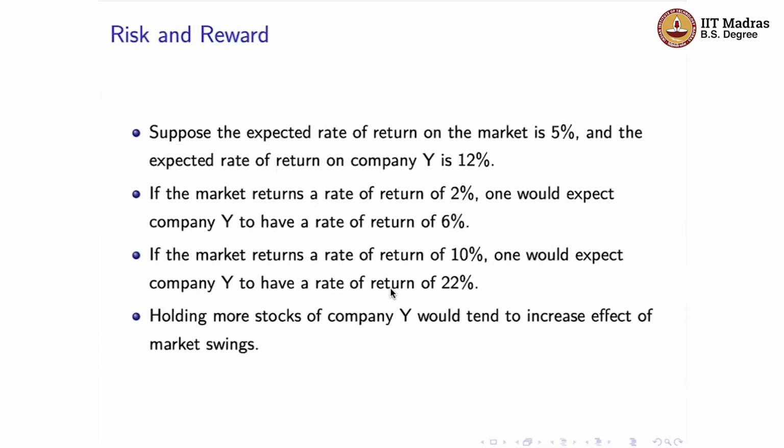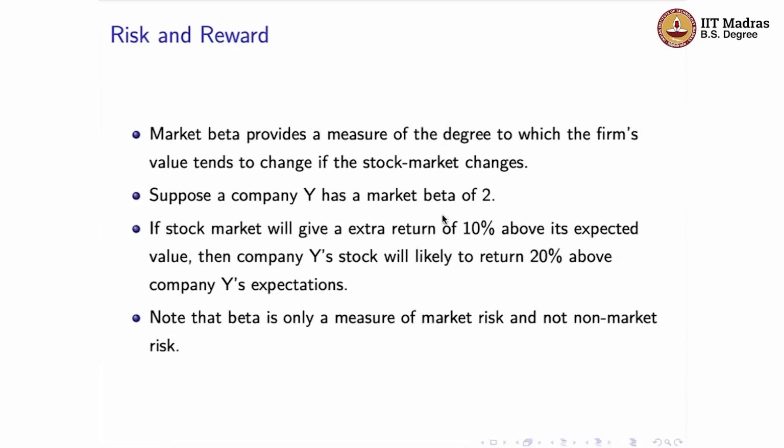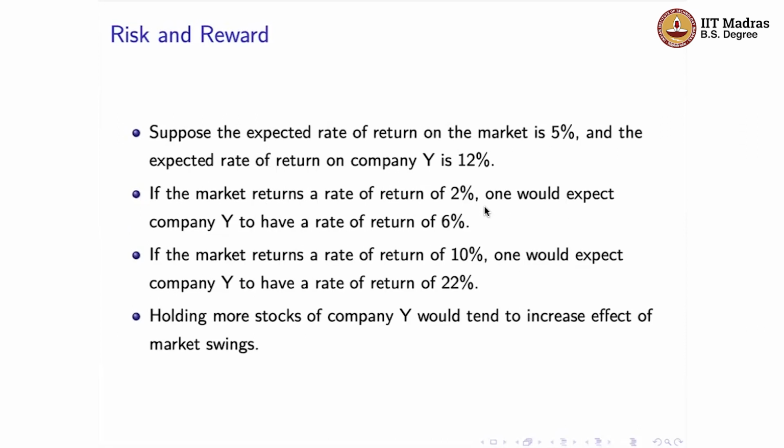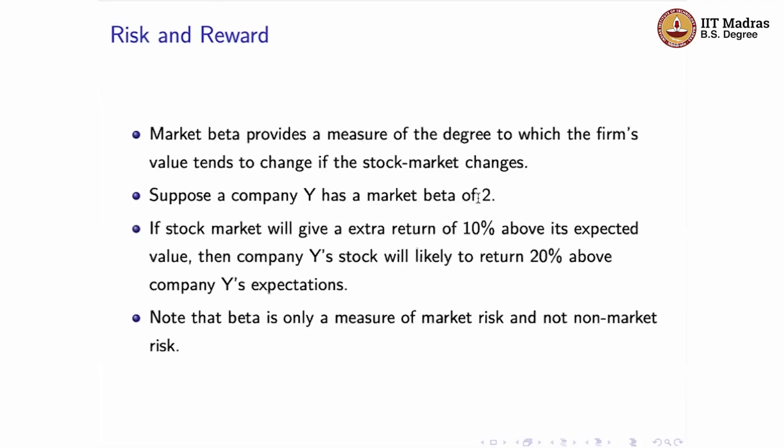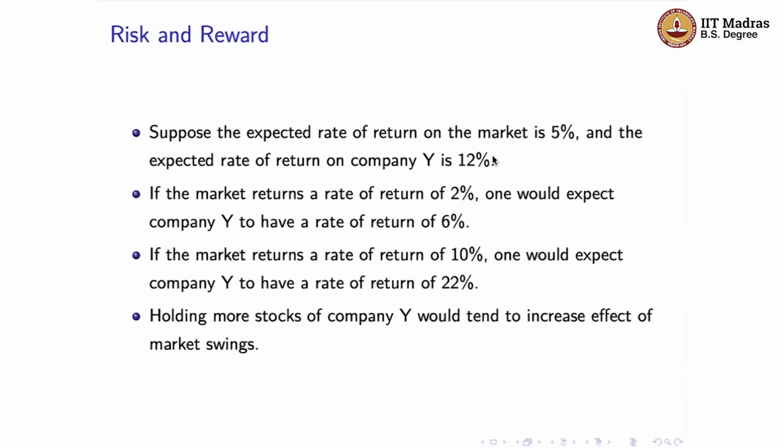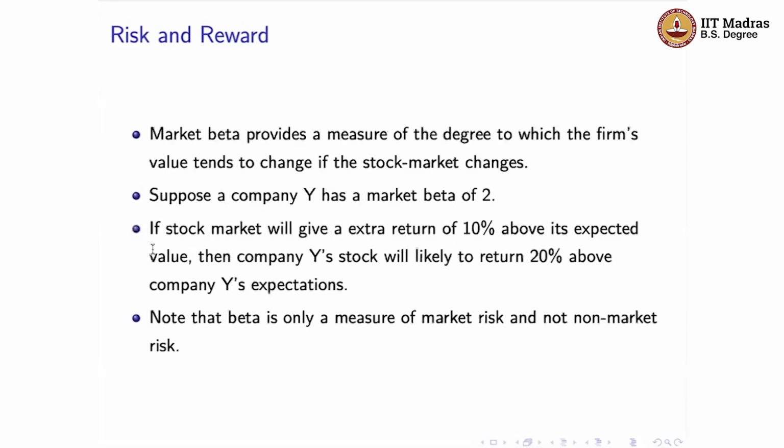Okay. Then let's think of the implication of this statement. Suppose that the expected rate of return on the market is 5% and the expected rate of return on company Y is 12%. Now, suppose the market returns a rate of 2%, so that is 3% below what the expected rate of return on the market was. Then having a market beta of 2 would imply that this company is expected to have a rate of return of 6%. Why is that the case? Well, this is 3% below, so a beta of 2 multiplied by 3% means 6% below this 12%. So that's basically what we meant.